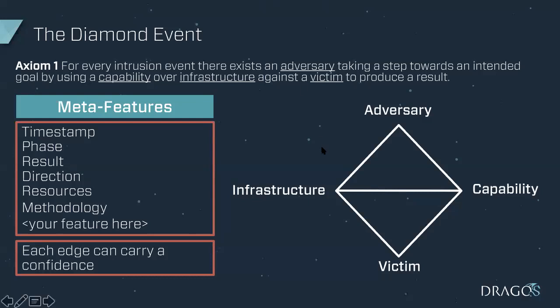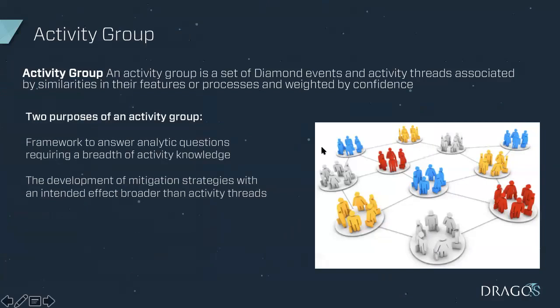So when you put these together, you create an activity group, right? These are sets of diamond events that are associated by similarity, and they're weighted by confidence. So again, I can say that, yes, Mimikatz ties these two things together, but Mimikatz alone is a low confidence association. Why? Because lots of things could use Mimikatz, right?